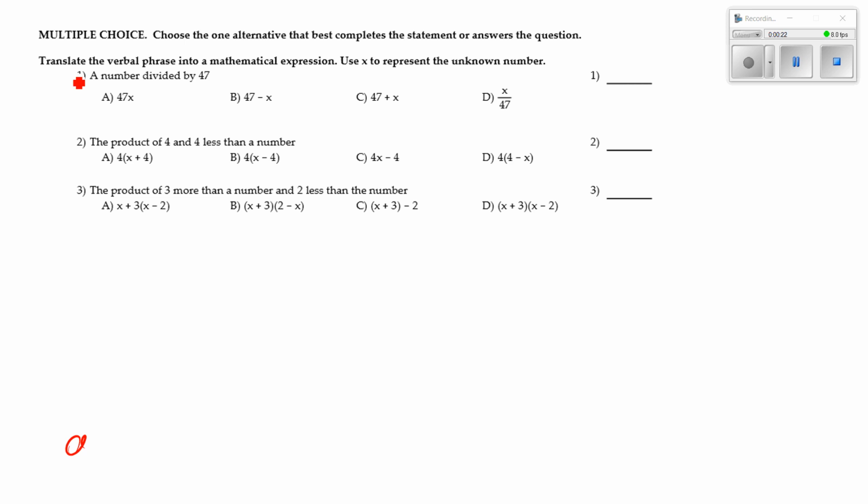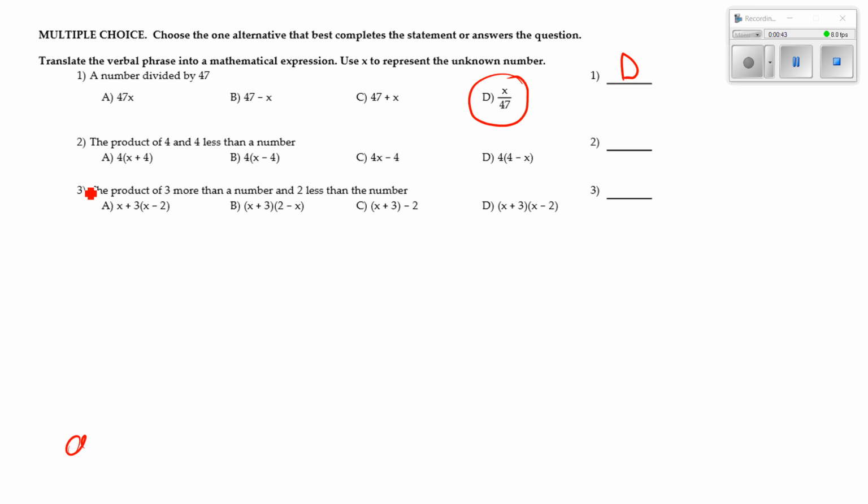So number one says, the directions say to translate the verbal phrase into a mathematical expression and use x to represent the unknown number. Number one says a number, which would be x, divided by 47. A number divided by 47 looks like that would be D. So your answer would be D for number one.